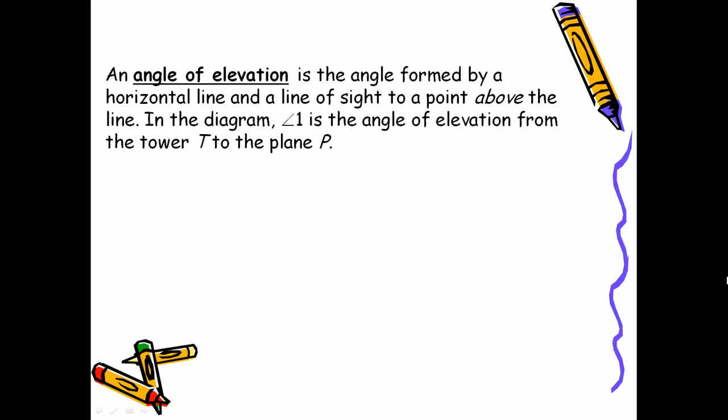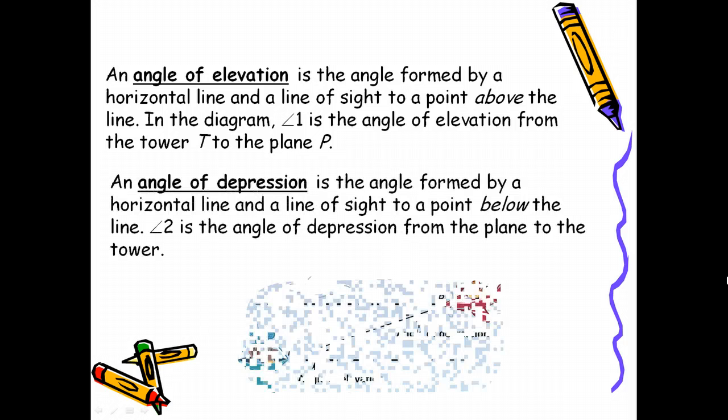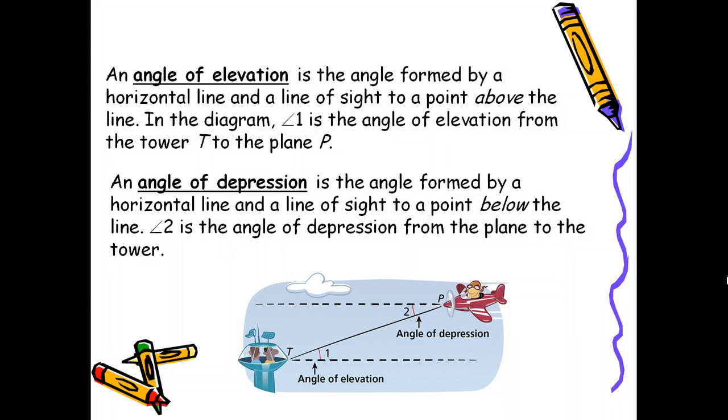An angle of elevation is the angle formed by a horizontal line and a line of sight to a point above that line. In our diagram at the bottom of the page, angle 1 is an angle of elevation from the tower T to the plane P. If you see, the men in the tower are looking up toward the plane, and we label this below the line right here. So it's labeled at that angle.